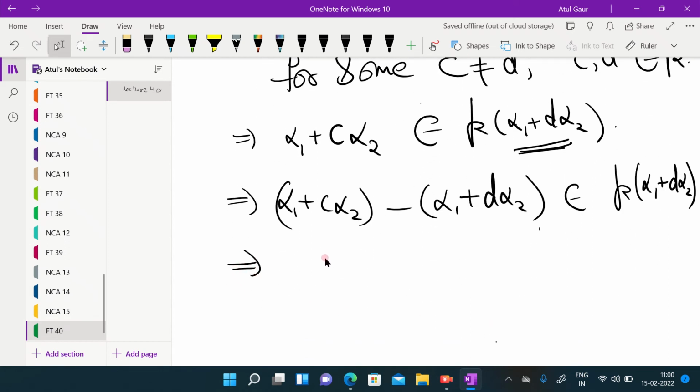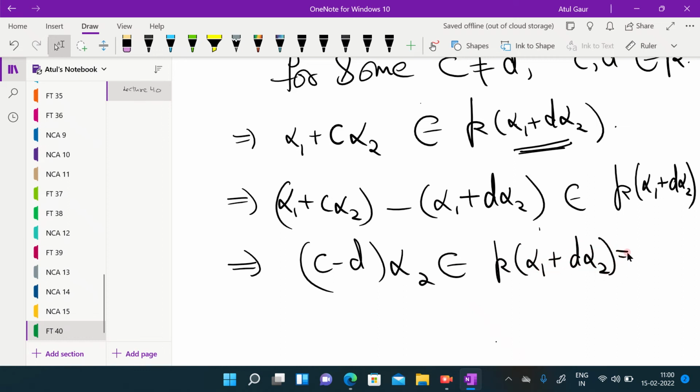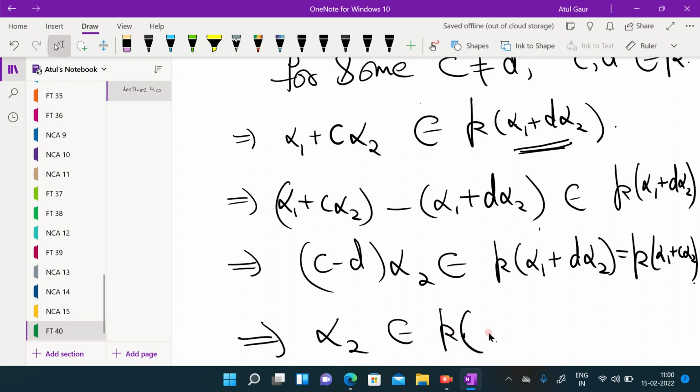That means that now you have c minus d alpha 2 will be here, alpha 1 plus d alpha 2, which is exactly the same as alpha 1 plus c alpha 2. But then c is in k, d is in k, so c minus d is a non-zero element in k, so you can apply its multiplicative inverse to conclude that alpha 2 belongs to k alpha 1 plus c alpha 2.